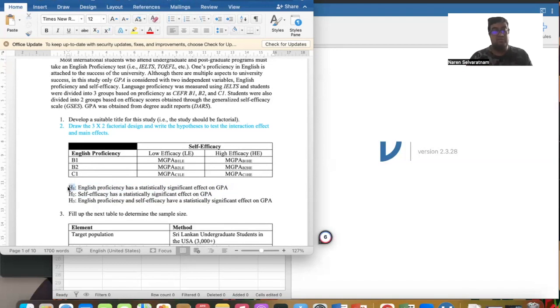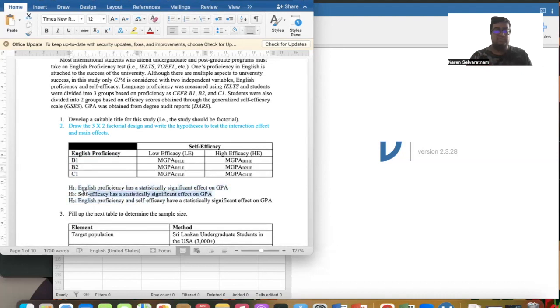The first one, remember, I am listing here only the alternative ones. English proficiency has a statistically significant effect on GPA. Now, if you just want to find this, then it's a matter of comparing these three groups for their GPA. So this would be something that you can do with a one-way ANOVA. No issue.